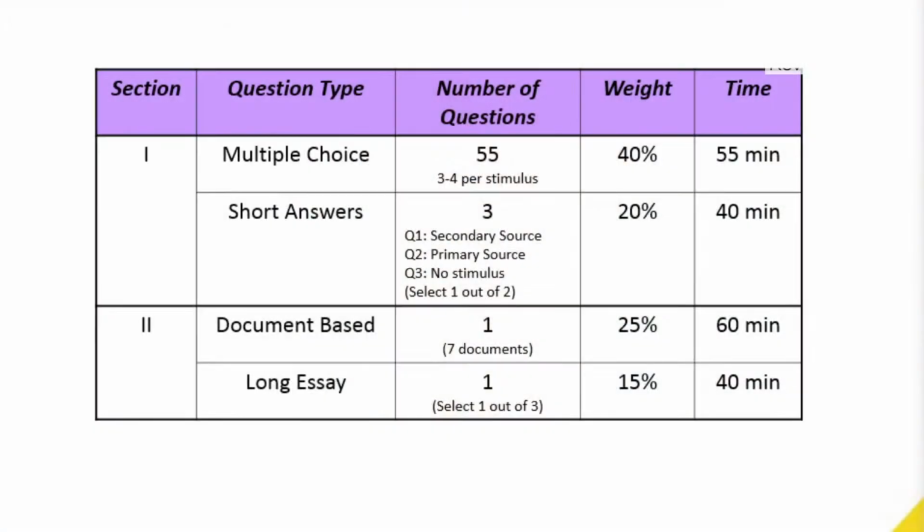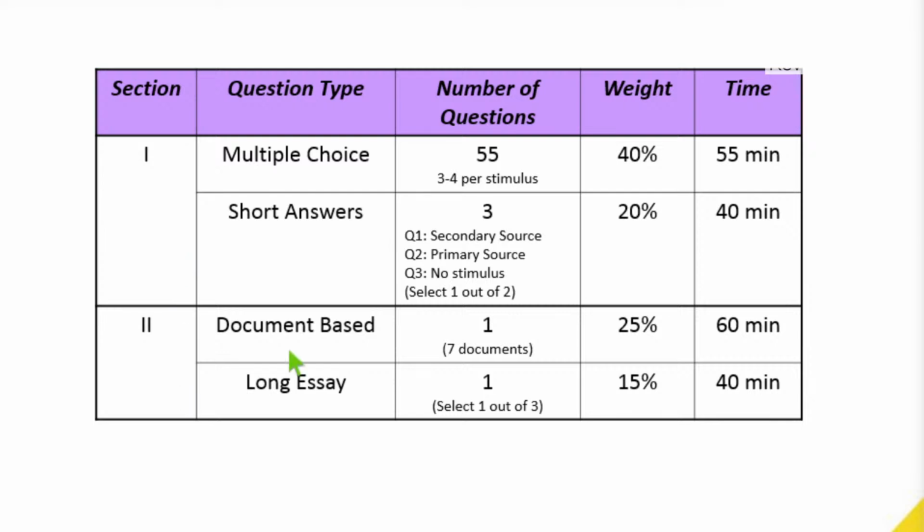Okay, so I showed the slide yesterday, and this was, of course, for the paper and pencil test, the traditional test, as they call it. So there's a multiple choice, 3 to 4 questions per stimulus, 40%, 55 minutes. Short answers, 1 and 2 are mandatory. For number 3, basically you have 2 options. There's no stimulus, and you select 1 out of 2. And that's 20% of your section 1.